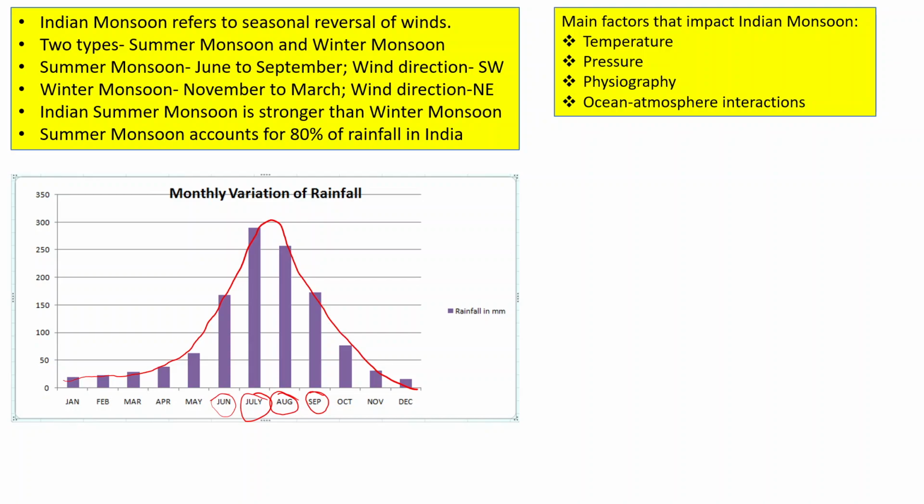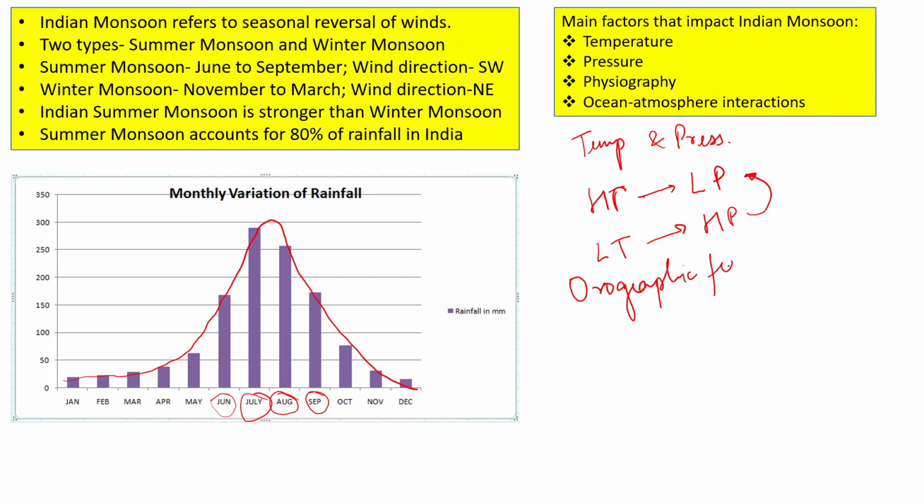The main factors that impact the Indian monsoon are temperature, pressure, physiography, and ocean atmosphere interactions. So we all understand this fact that temperature and pressure are both interrelated. If the temperature is high, it will lead to low pressure, and when the temperatures are low, it will lead to high pressure. And we know that the winds blow from high pressure to low pressure. We have also seen the impact of orographic features.